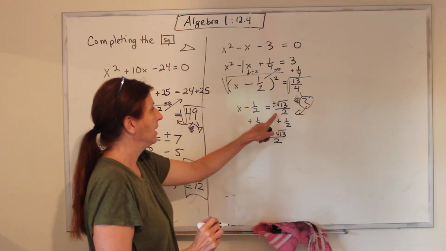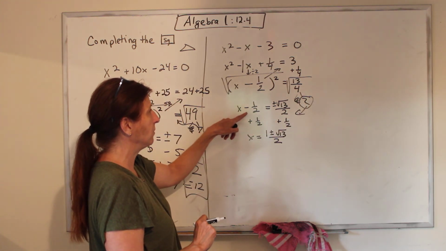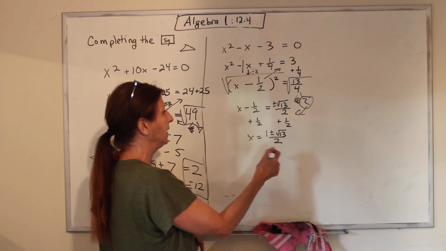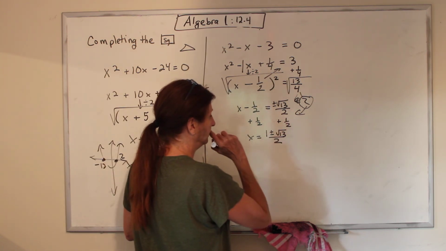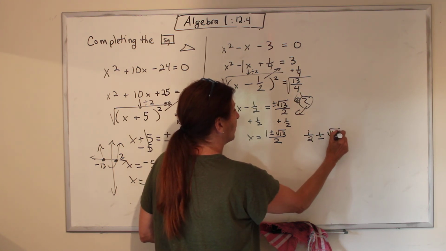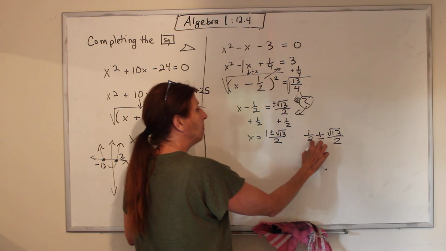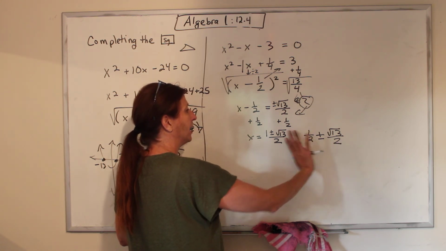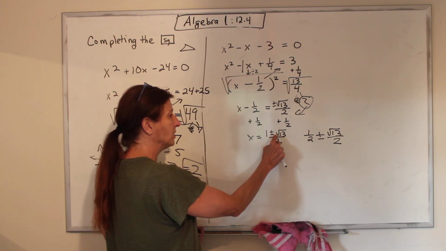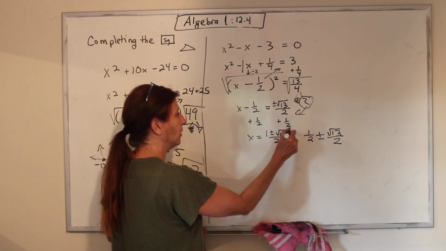It's right there. Now we've got to get x alone and do the opposite of minus 1/2: plus 1/2 to both sides. So we end up with 1/2 plus or minus the square root of 13 over 2. But because these have the same denominator, we can actually put them together and say it equals 1 plus or minus the square root of 13 over 2.